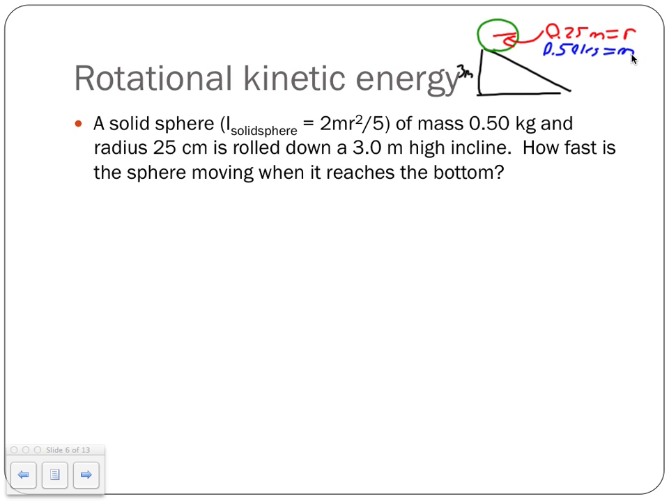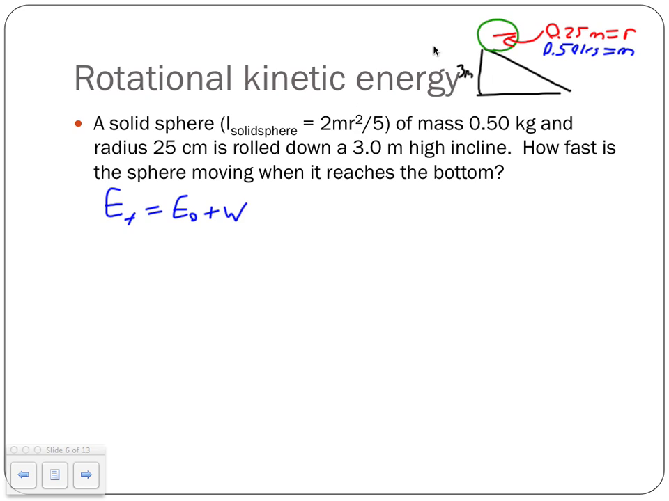As it rolls down this incline, it's going to pick up not only linear velocity, but also angular velocity, so it'll have linear kinetic energy and rotational kinetic energy as it rolls. And the question is, how fast is the sphere moving when it reaches the bottom? So, this is basically a work-energy theorem problem. With the work-energy theorem, final energy is equal to the original energy plus the work. And so that's our general setup here. So let's see what we can figure out.